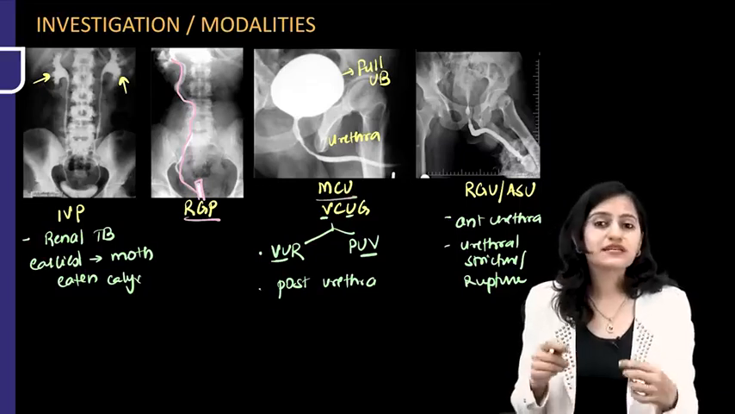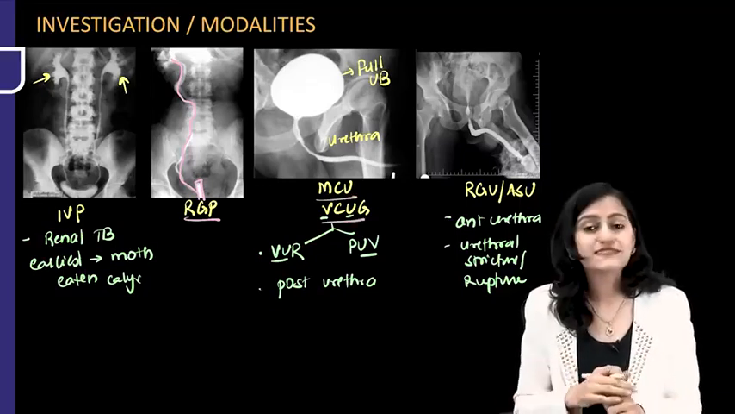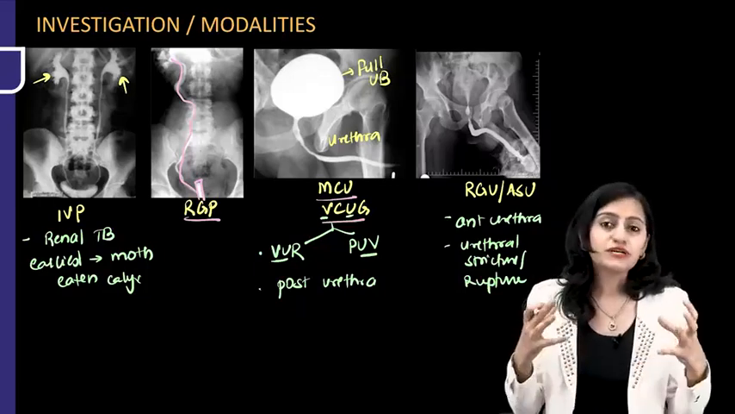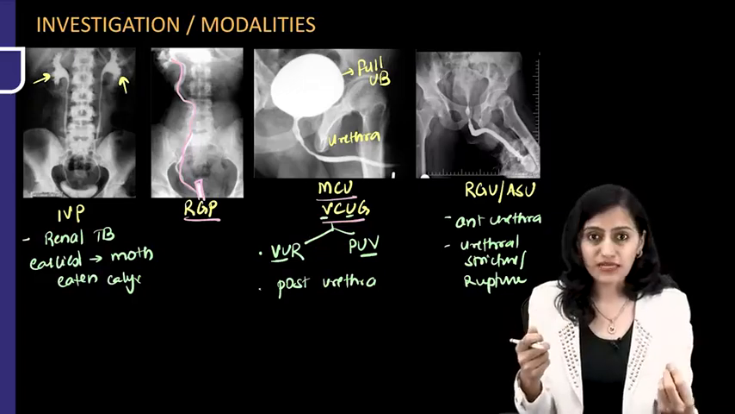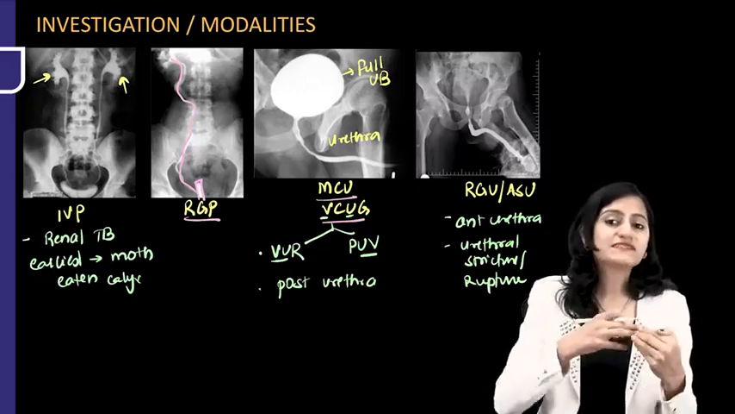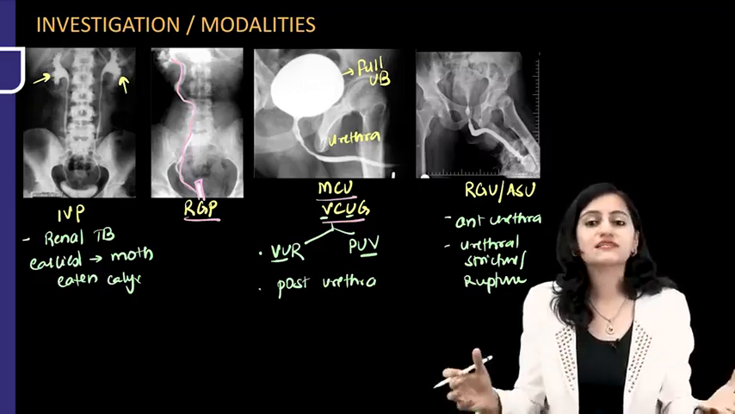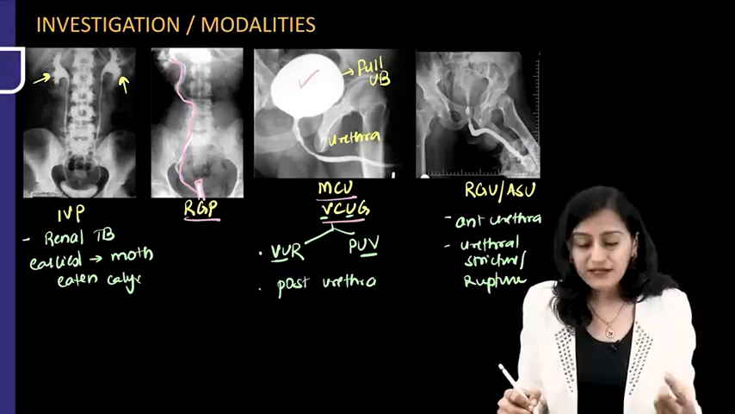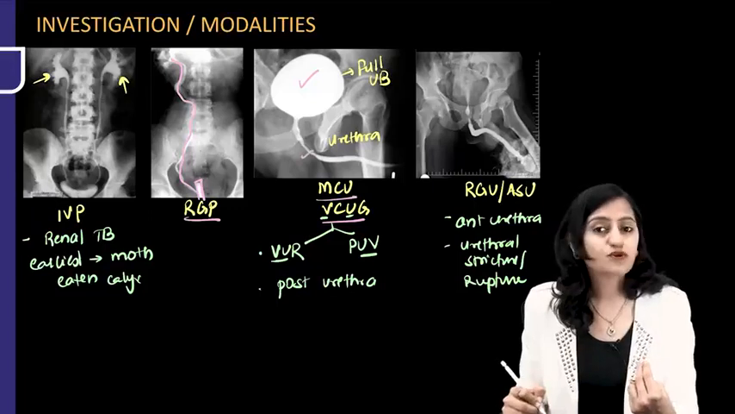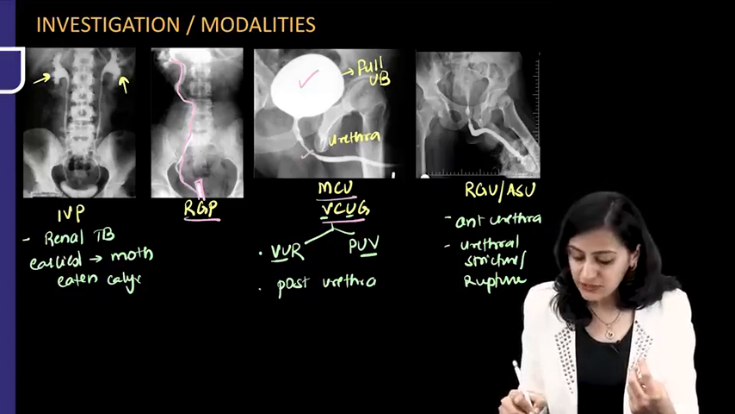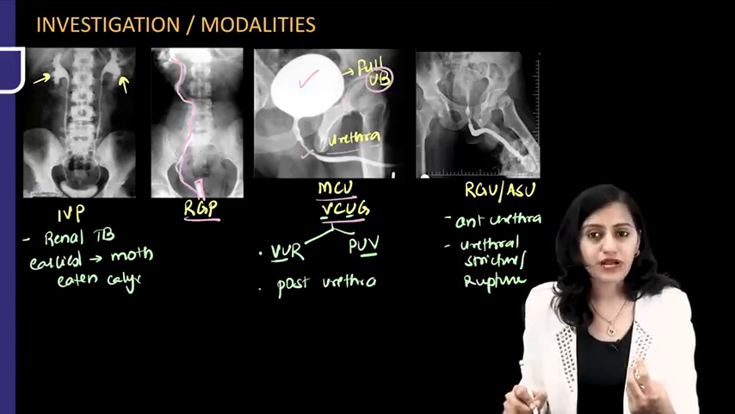MCU is micturating cystourethrogram or voiding cystourethrogram. So here what we do is we fill the bladder with contrast, distend the bladder with contrast by putting the Foley's, and then we ask the patient to micturate on table and we take images. So here the bladder would be distended, the patient is micturating, so the contrast also would be seen in the urethra. So that is the cystourethrogram.